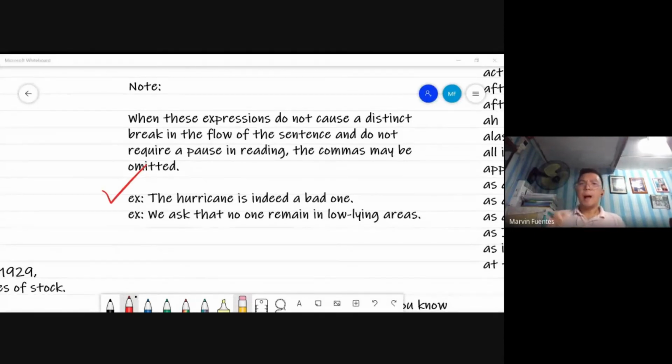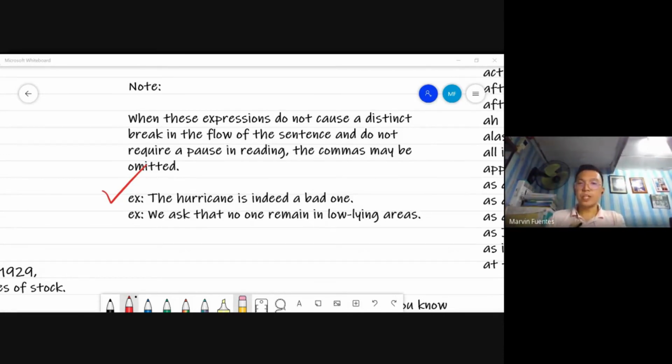Wherein, of course, makukonfuse na kayo, dapat lalagyan mo ng comma yung indeed. Wrong. It is an emphasis. It is a conviction. Bakit? The hurricane is indeed a bad one. Ibig sabihin yan, yung naranasan niyang hurricane or bagyo is one of the disastrous hurricanes na na-experience niya. So in comparison to what we have experienced is different. So that's why, if ever that you're going to remove the indeed, tanggalin nyo.